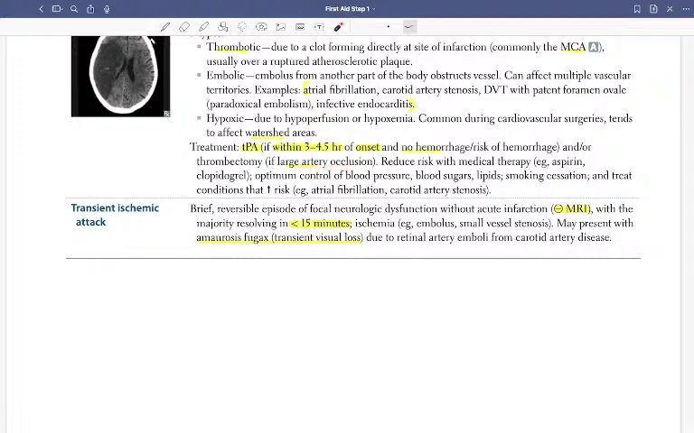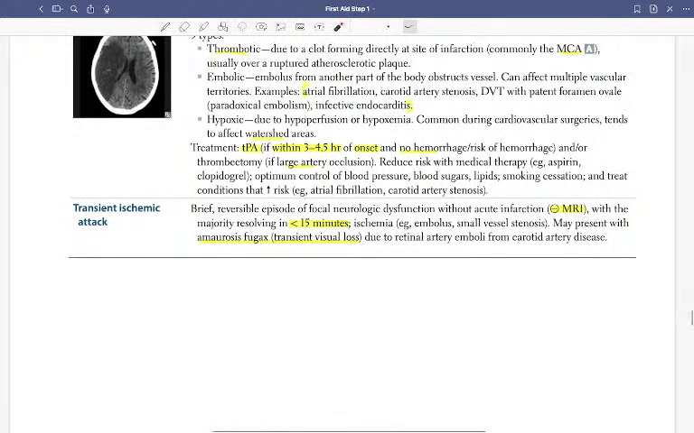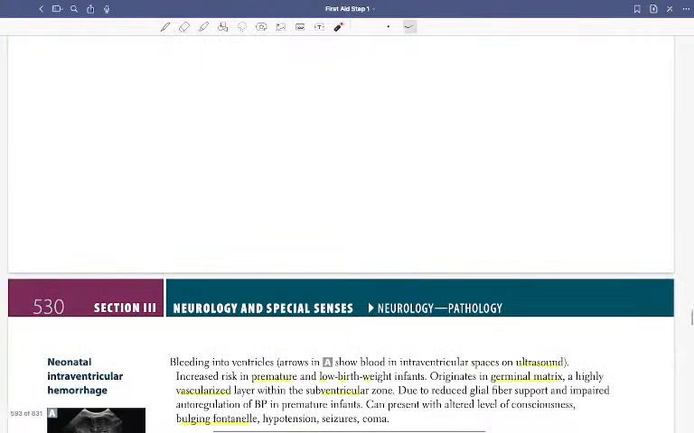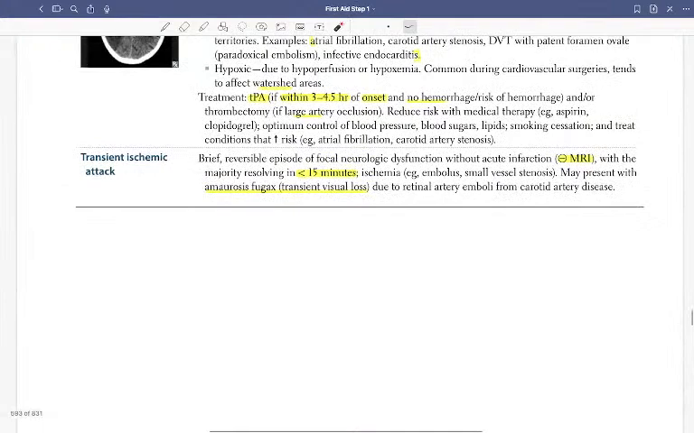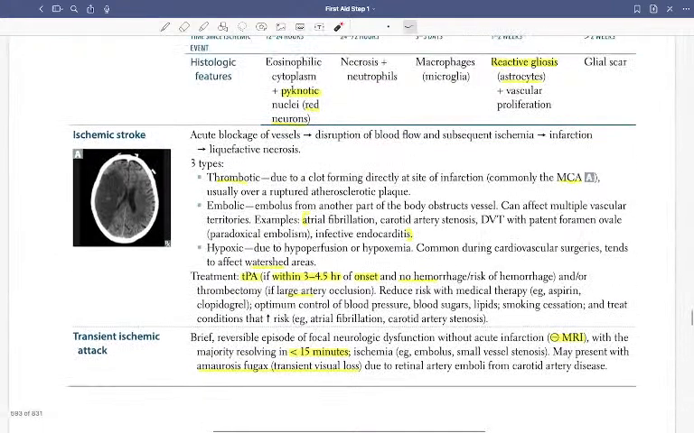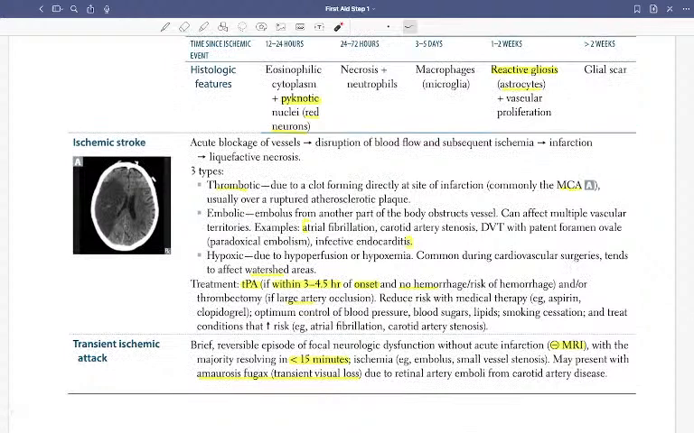So 3 to 4.5 hours is going to be TPA, and a thrombectomy if it is a very large occlusion, and obviously reduce the risk with aspirin and all this. Now the main thing is, I'm just going to read aloud ma'am's notes on stroke, the approach to stroke, which is actually very important.